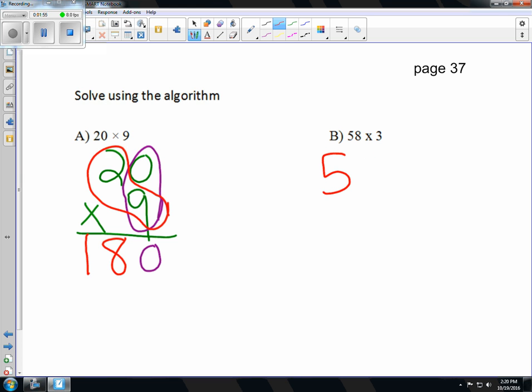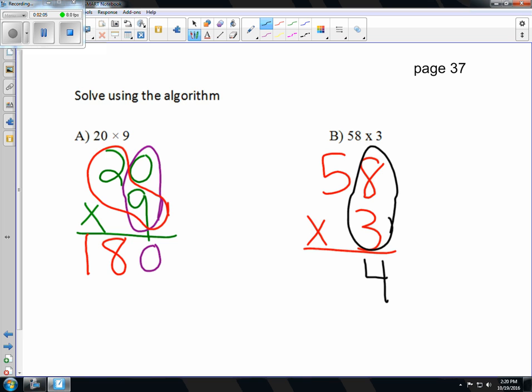Another example, 58 times 3. First thing that I'm going to do is 3 times 8. That's 24. The 4 is down there. I carry the 2 up on the top. Now I finished with that, so now I need to take my 3 again, but this time multiply it times 5, which is 15. Add in that 2, which is 17.